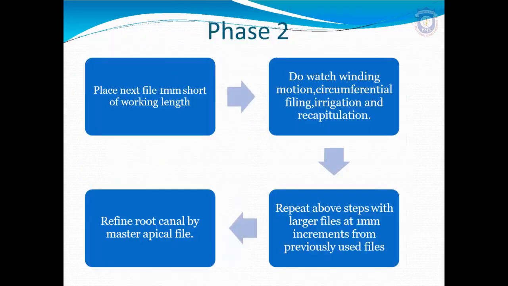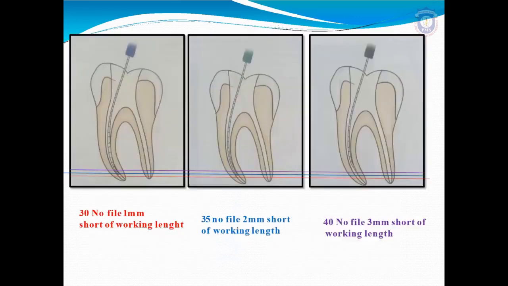In phase 2, the next file is placed 1 mm short of the working length. Do watch winding motion, circumferential filing, irrigation, and recapitulation. The above steps with the larger files are done at 1 mm increments short from the previously used file. Finally, a root canal master apical file is used to refine the walls of the cavity.